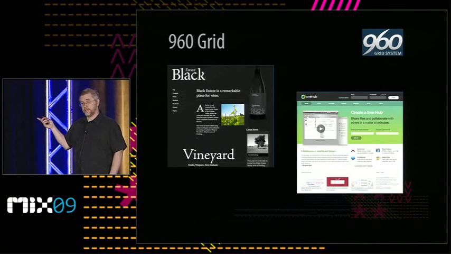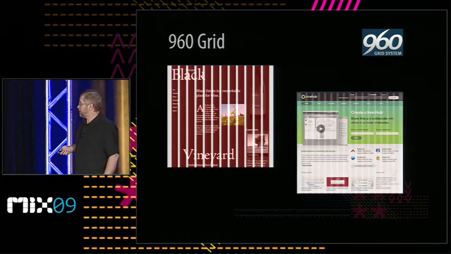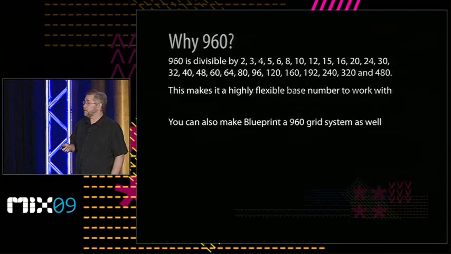There's another one that came out early last year, I think it was, 960GS. It's 960.gs. Again, these are all in the resources section of the presentation. They base theirs on a 960 grid instead of a 950. However, with Blueprint, of course, you can do a 960 grid if you want. And there are reasons to pick a 960 grid over a 950.